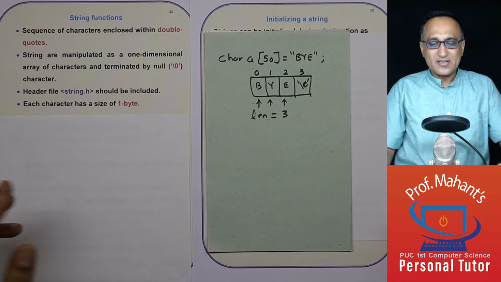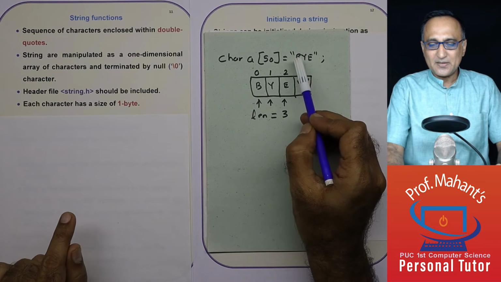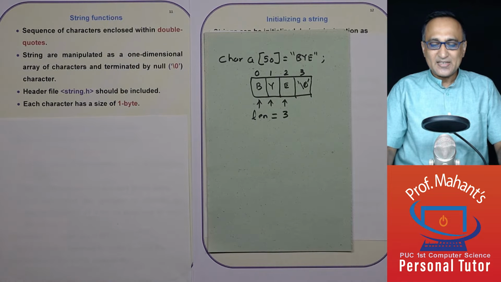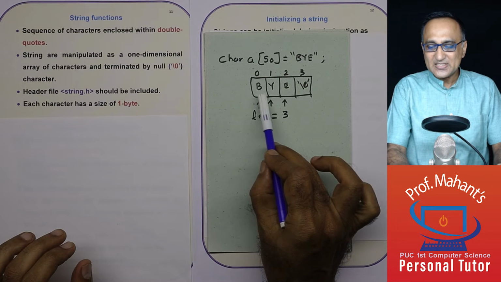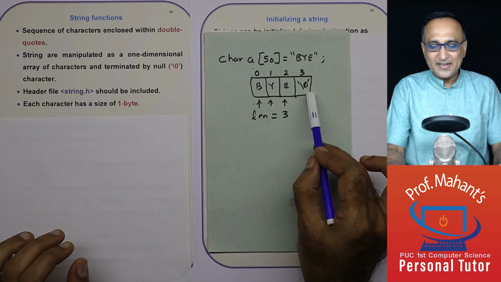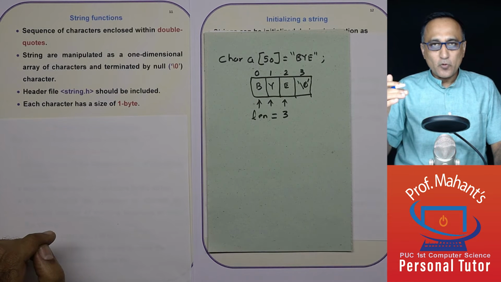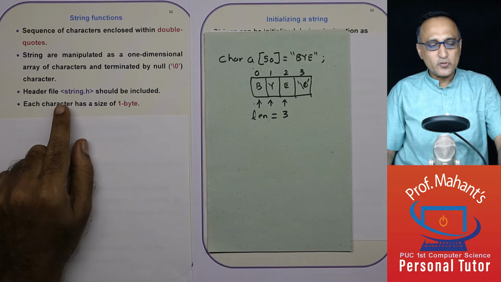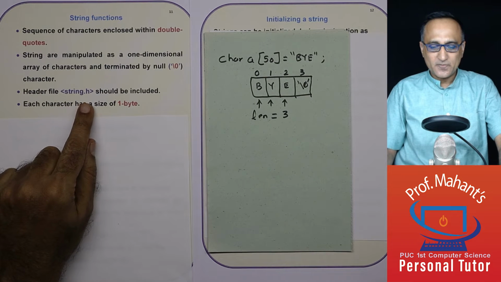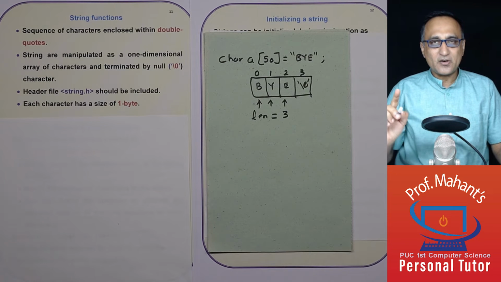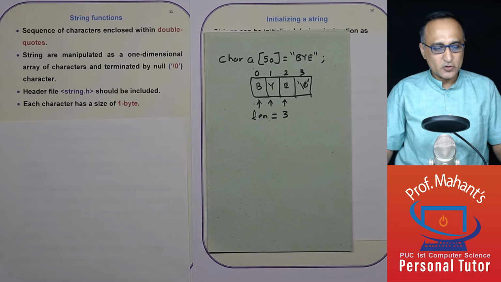So a sequence of characters, "bye", enclosed in double quotes is known as a string. Strings are represented as a single dimensional array and terminated by the null, as indicated here. If you want to work with strings using C++ library functions, you will use the header file string.h. Please remember each character takes up only 1 byte of storage.